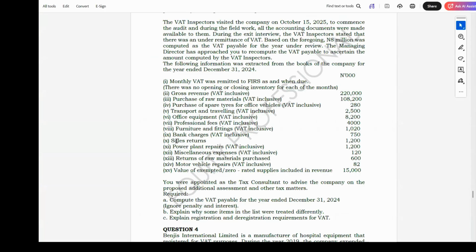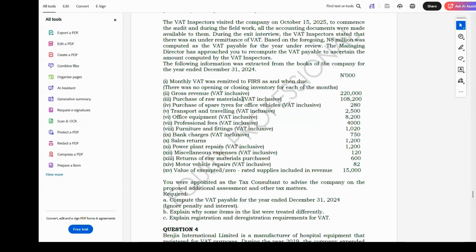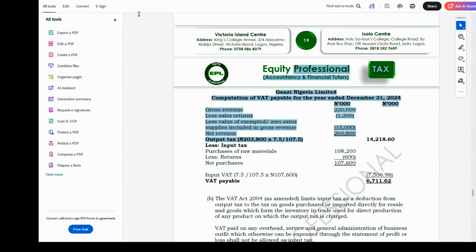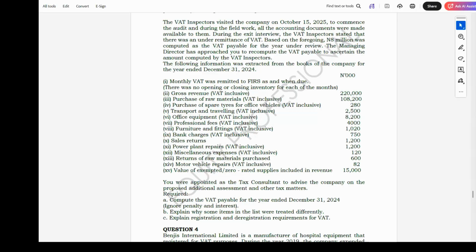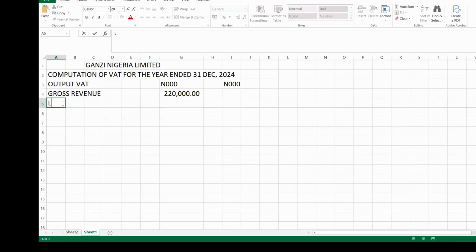I mentioned it earlier when I was explaining the computation of value added tax. That will not form part of your sale because it has been returned. You cannot be charged VAT on it. So you have to remove the VAT on that item that is being returned. It will be deducted from our sales. So you see less sales return, 1.2.